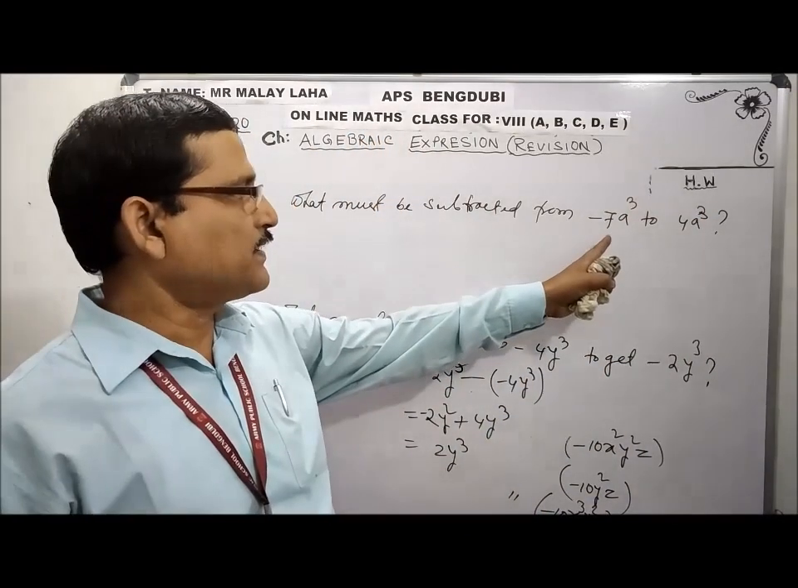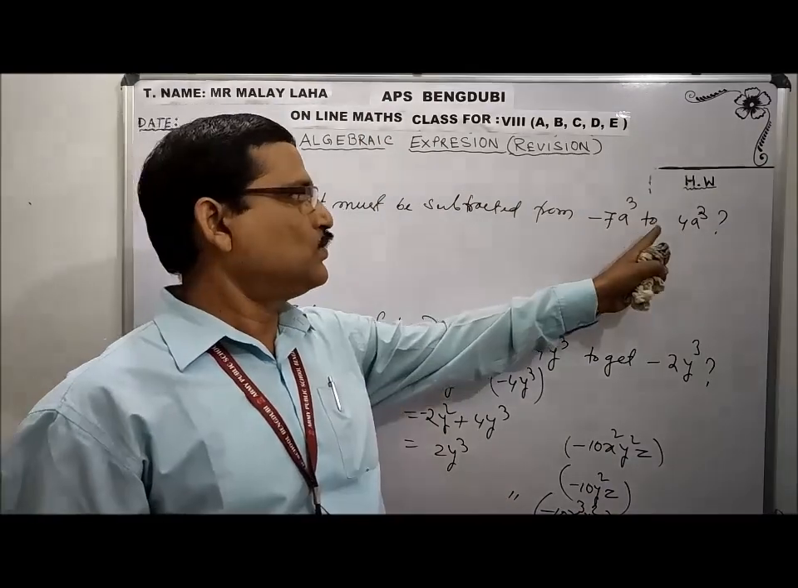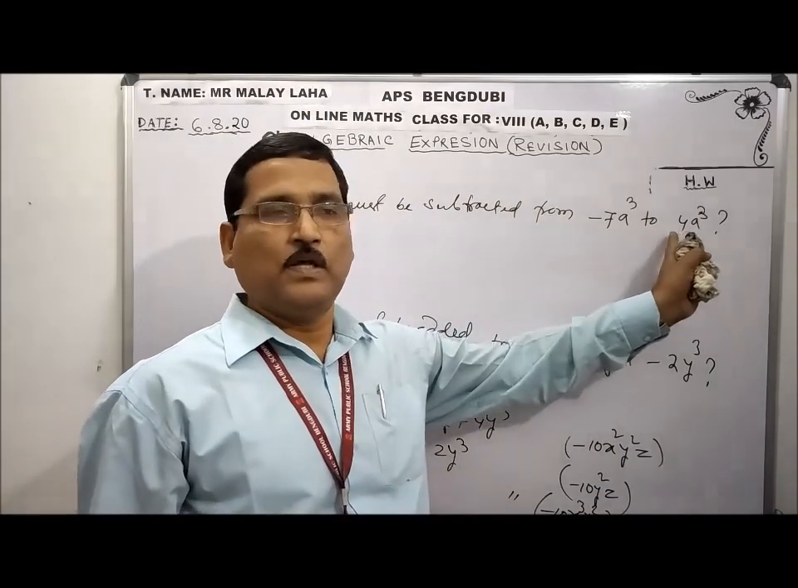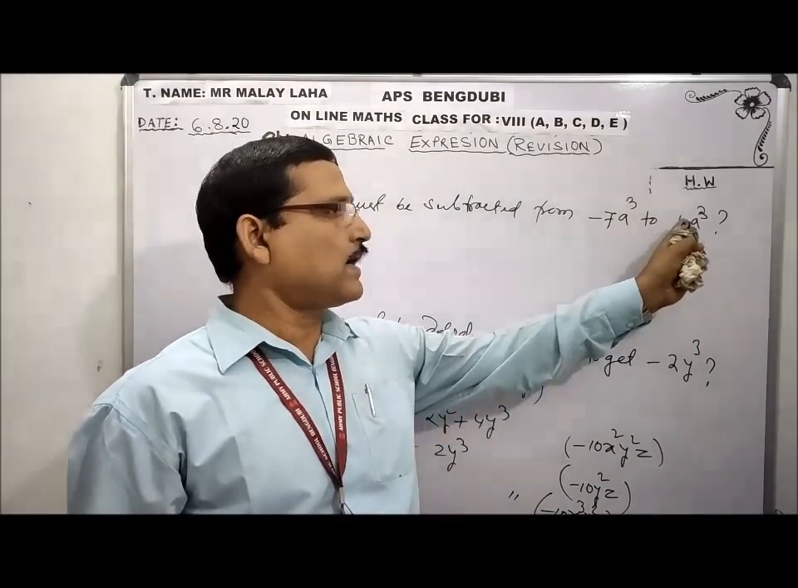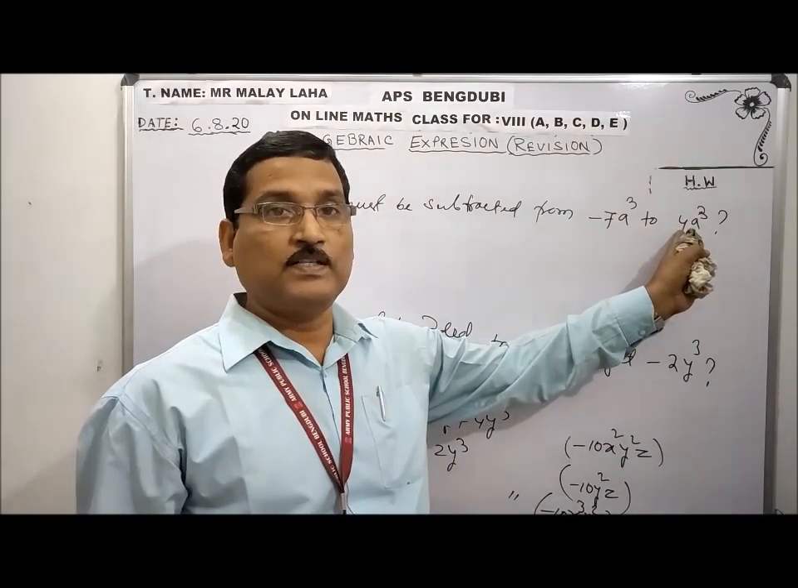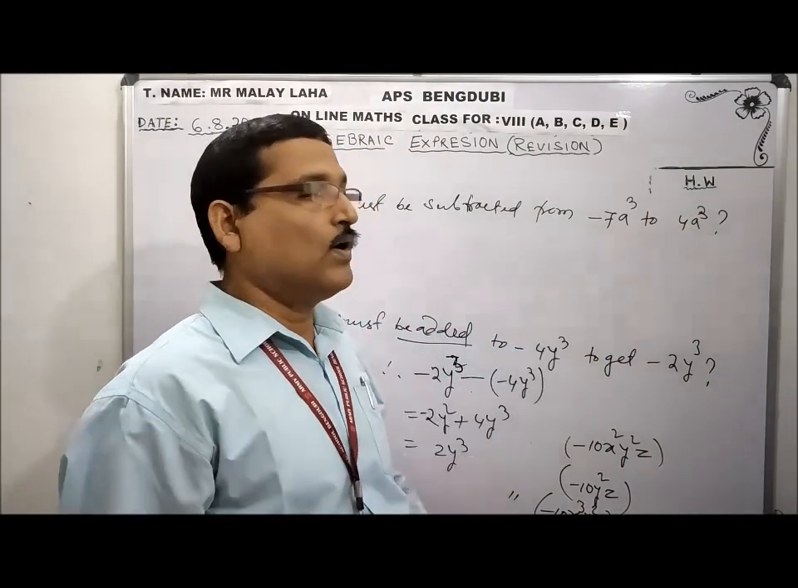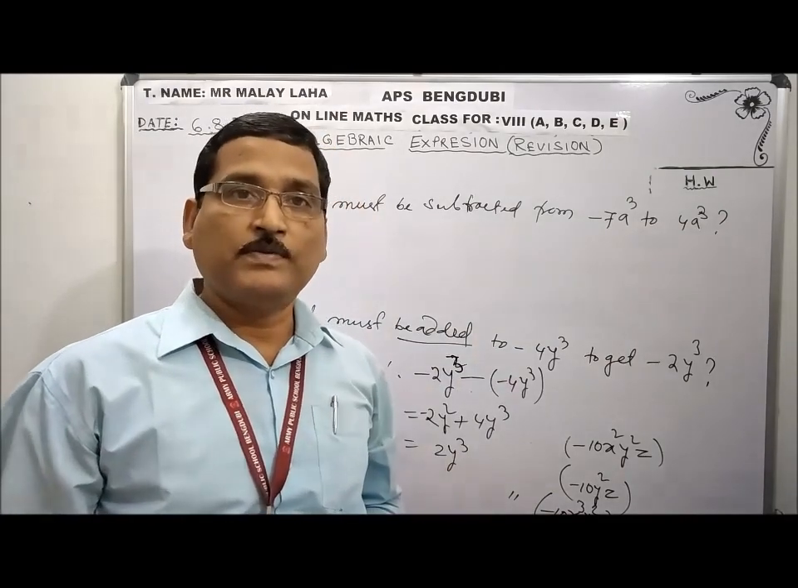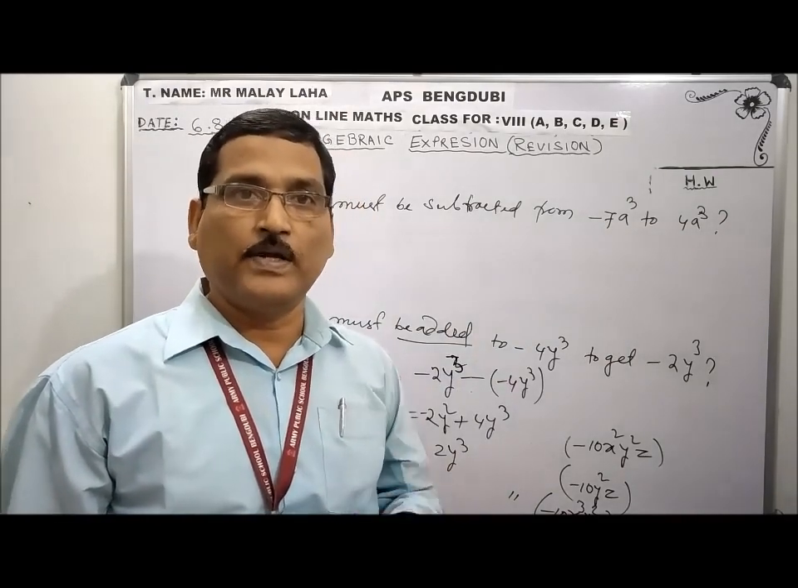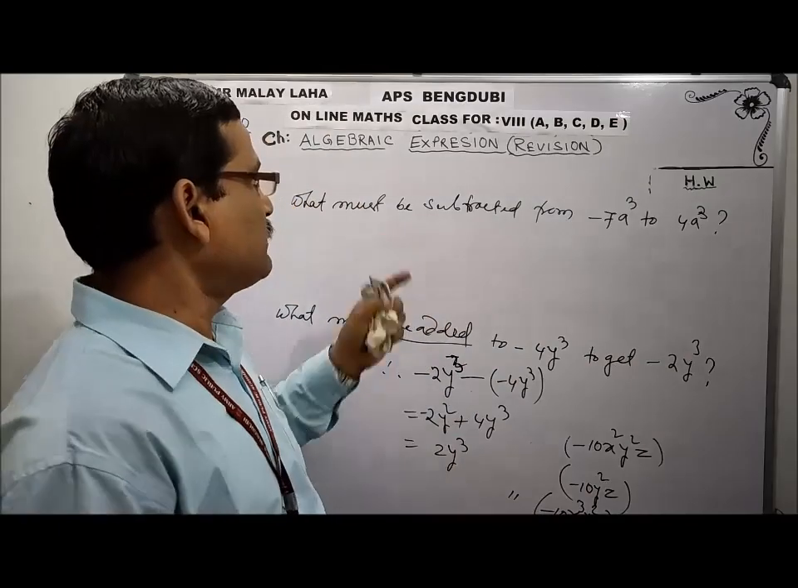What must be subtracted from minus 7a cube to get positive 4a cube? After subtraction, I have got this. This number is not greater than this in my sense. What to do? Just say, what must be subtracted from 12 to get 10? 12 minus 10. So what must be subtracted?